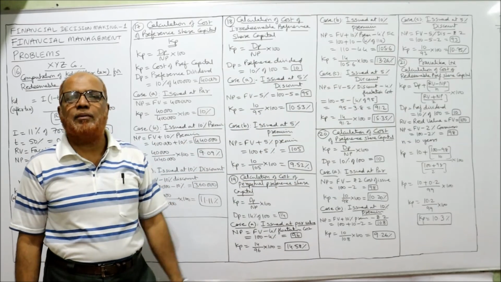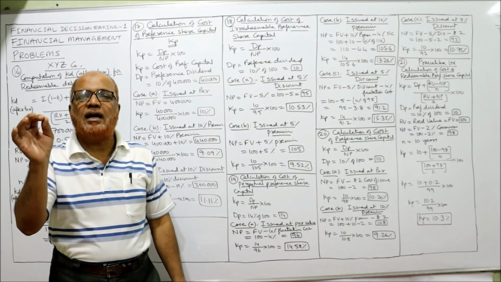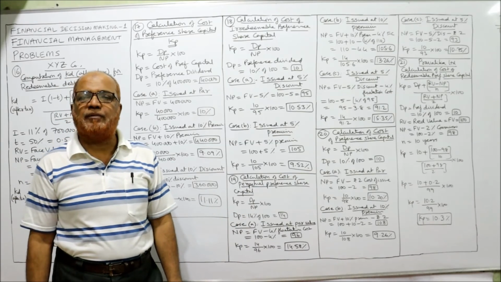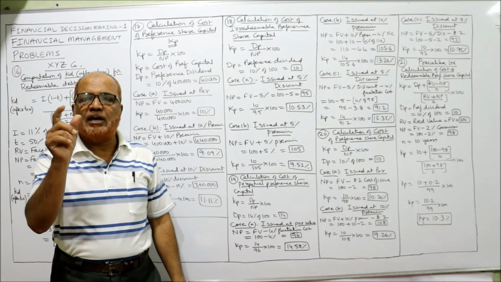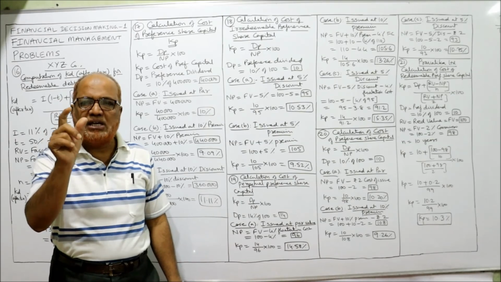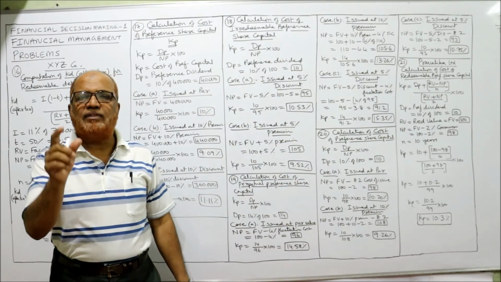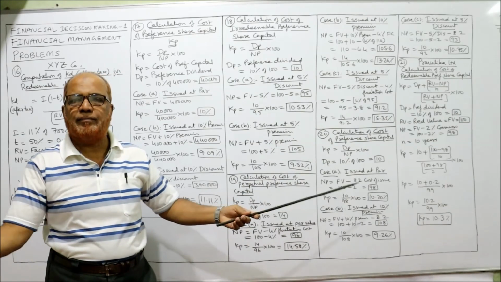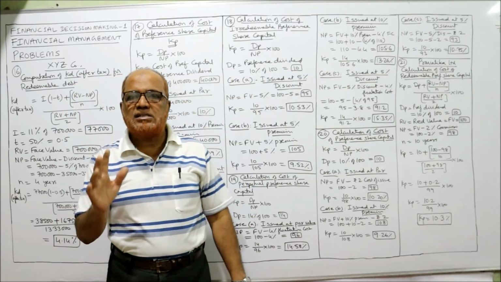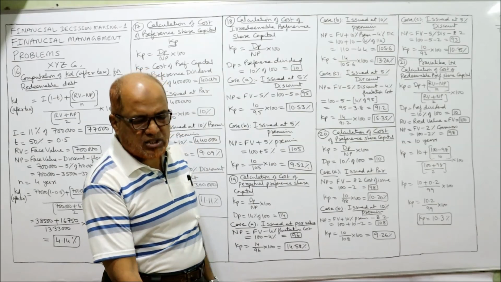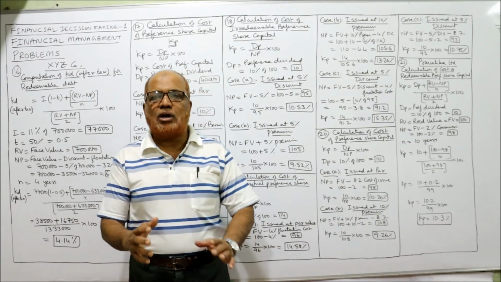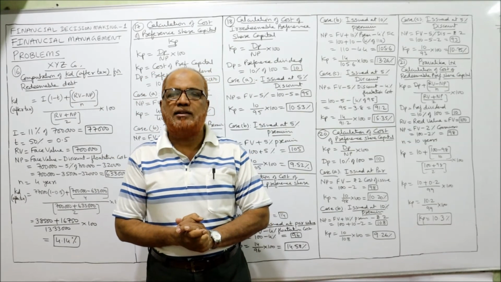This is the first problem where we have applied redeemable preferences. The earlier ones were irredeemable preferences. The only difference: if the period of redemption is given, it is redeemable. If the period of redemption is not given, it is irredeemable. That's it. So totally 6 problems I have completed in this video, from the 16th problem to the 21st problem. Inshallah, we'll continue with the next problem in the next video.